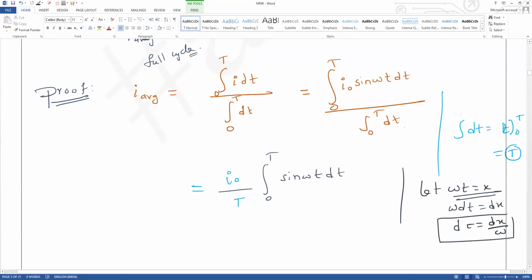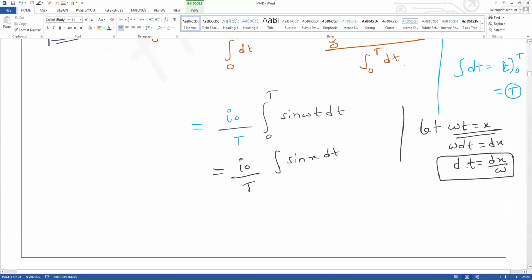Okay, guys, will you all agree with me? Any problem for anybody? Speak loudly. So you'll understand why I am doing this. So I naught by T into the integral of sine x into dt. Now, in place of x at the end, what can I write? Omega t, yes or no? Into dt. So now dt means what can I write?